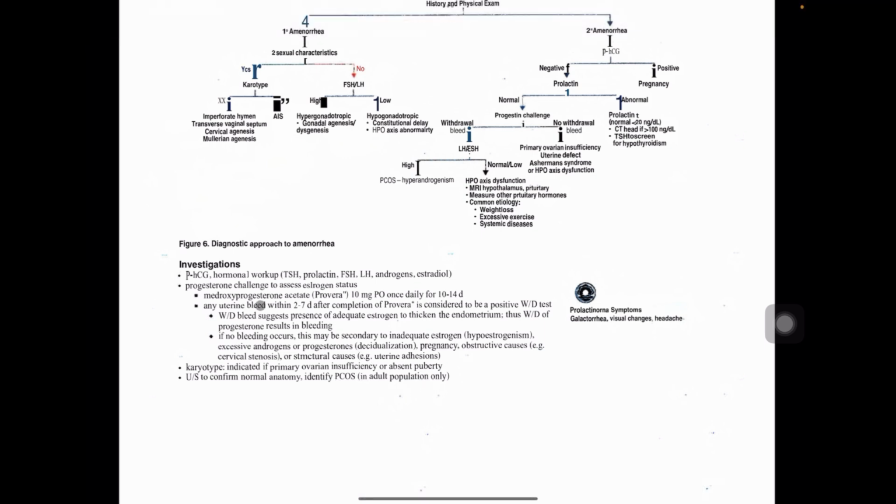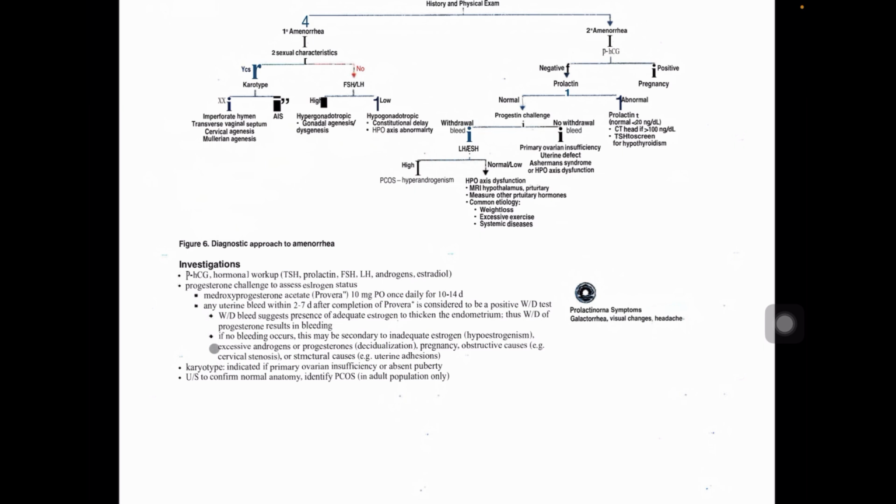So what is the approach? Mainly we do blood work that includes all the hormones: FSH, LH, prolactin, TSH, androgen, estradiol, beta HCG. We do a progesterone challenge test. We withdraw progesterone to see if there's bleeding. If there is bleeding, then this could be lack of progesterone. If there's no bleeding, then this is related to structural defects.